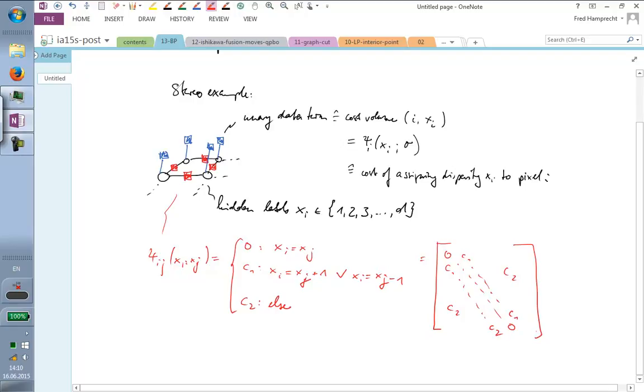And note that this is not a convex potential. If I draw it, a penalty of 0 if the adjacent pixel has the same label, penalty of C1 if it differs by 1, and then constant penalty otherwise. So this is non-convex.